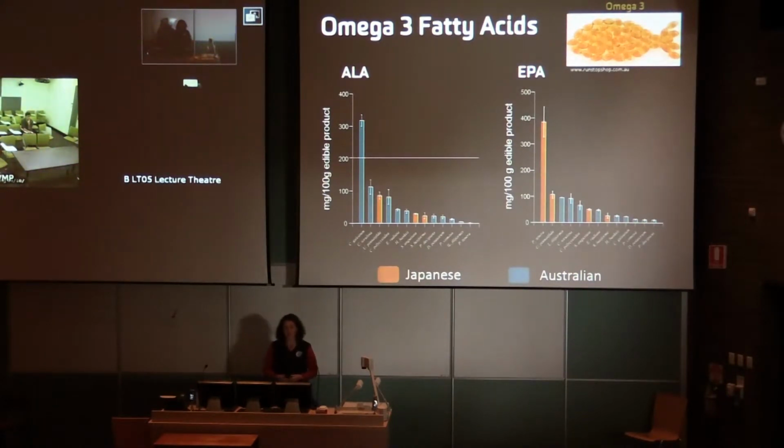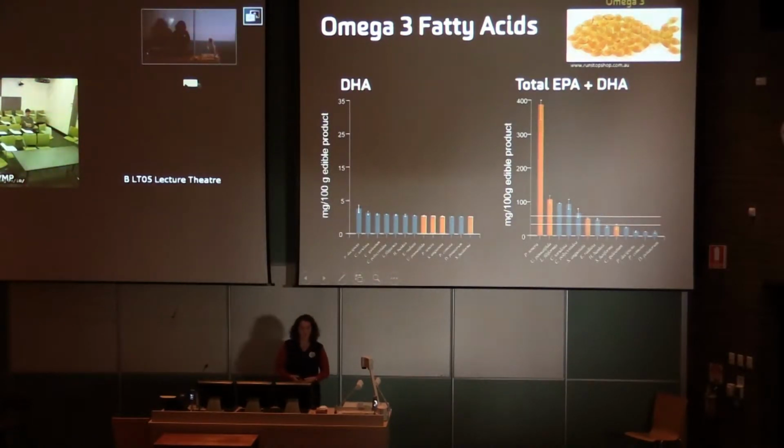But we can see that the Australian species, at least some of them, have got relatively high proportions of EPA there. Now the DHA is relatively low, less than 5 milligrams of DHA per 100 grams of edible product across all the species, and that's fairly consistent with studies for other algae looking at DHA. Generally, they're being reported to be relatively low, and the EPA is much higher in concentration.